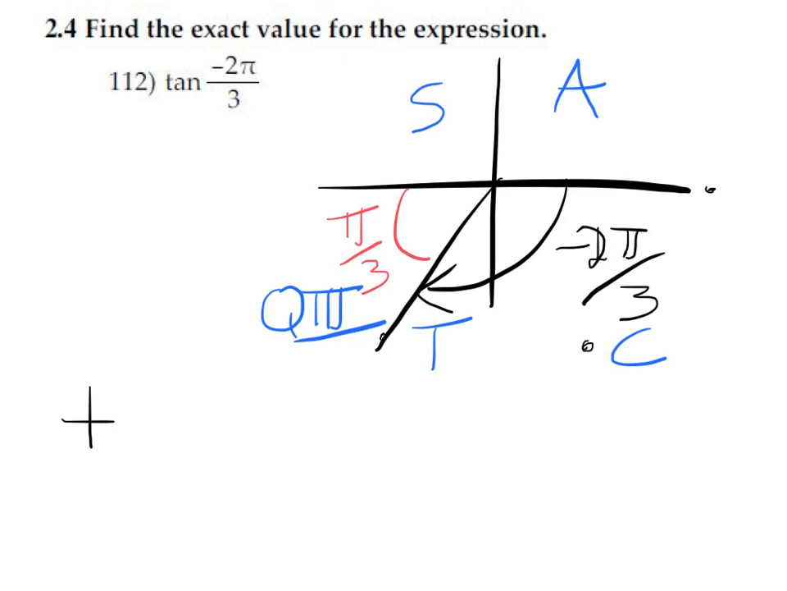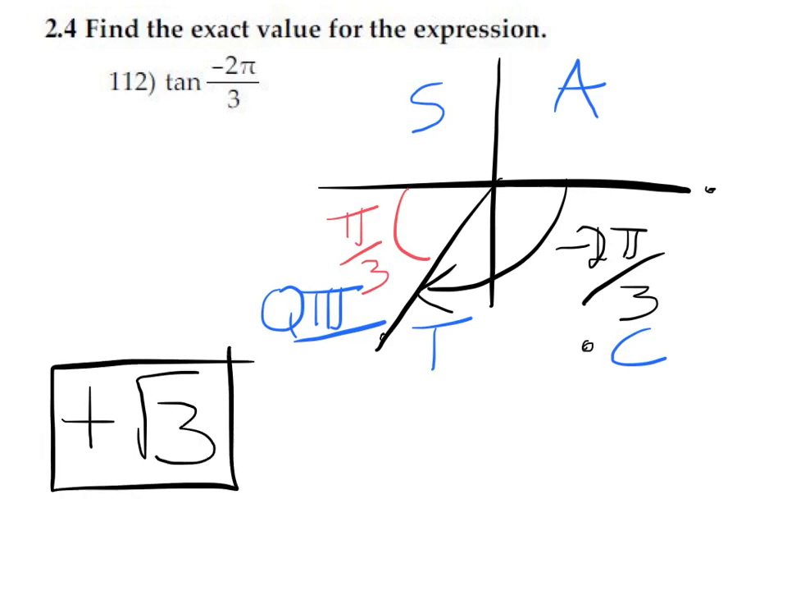Tangent is sine over cosine. Sine of pi thirds is the square root of 3 over 2, and cosine is 1 over 2, and the 2's cancel. The square root of 3 over 1, or square root of 3. And that's all there is to it.